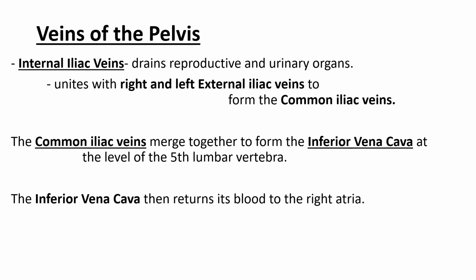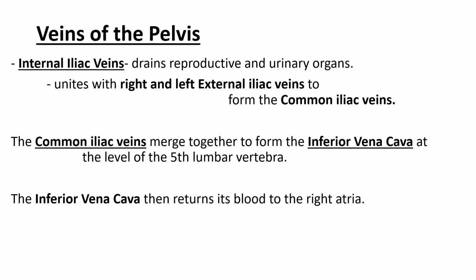I've got my internal iliac veins helping to drain my reproductive organs and urinary organs. They're going to unite on each side with my left and right external iliac veins to form my common iliac vein as it leaves the pelvis on each side. These 2 common iliac veins are going to merge together to form my inferior vena cava at about L5.